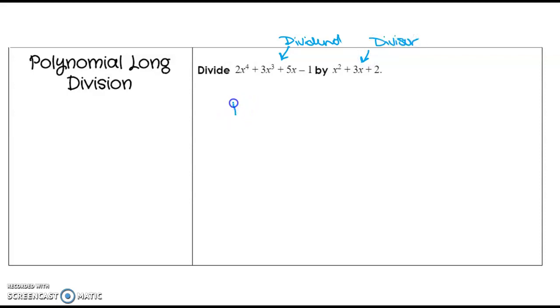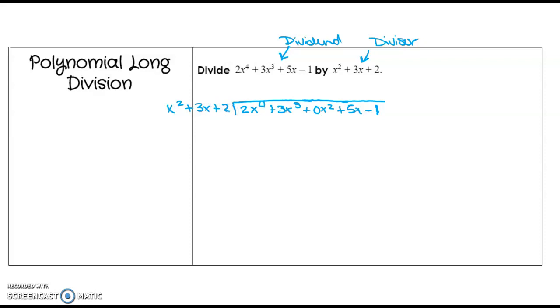So now if we're writing it, we're writing the dividend underneath. So the dividend goes in the little house. 2x to the 4th plus 3x to the 3rd. And then I notice that I don't have an x squared term. So because of that, I'm going to write plus 0x squared, because I want to always keep my place value the same. And I don't want to just skip over it, because division is very place value sensitive. And now my divisor goes on the outside, so I have x squared plus 3x plus 2.